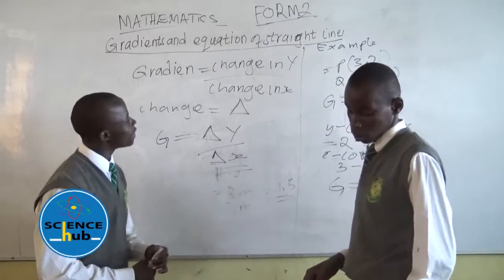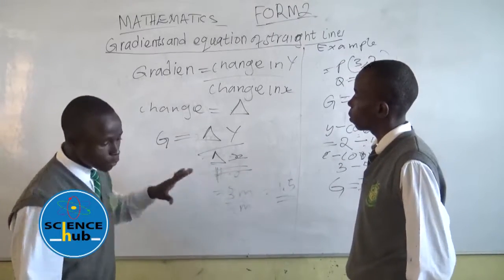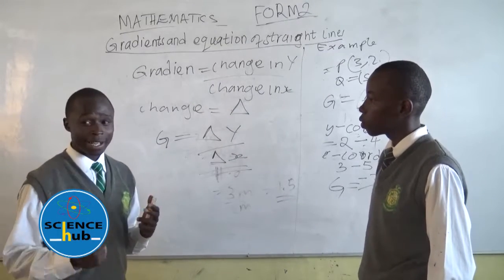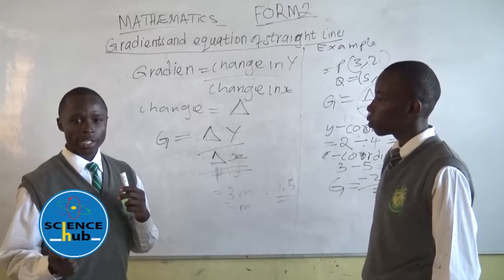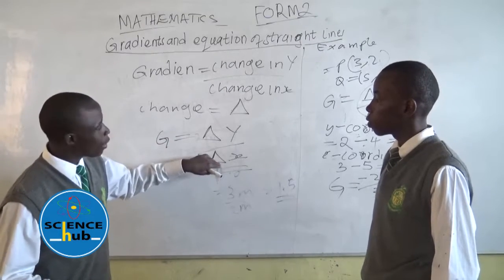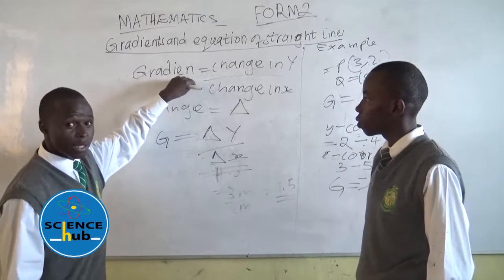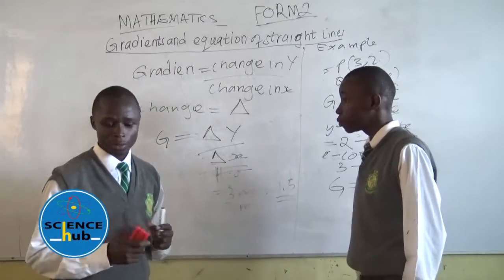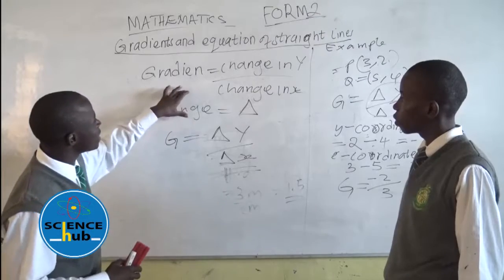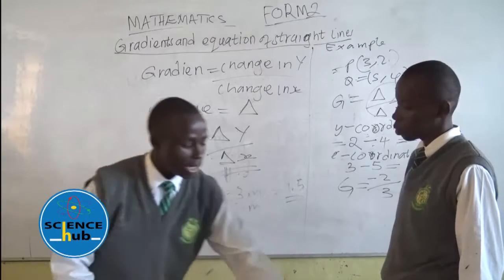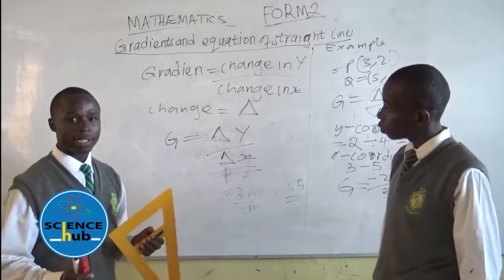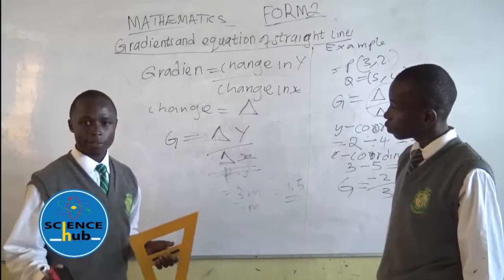From all we have discussed here, we can learn that an increase in x coordinates and at the same time an increase in y coordinates will lead to a positive gradient. For example, an increase in x coordinates that leads to a corresponding increase in y coordinates is called a positive gradient.